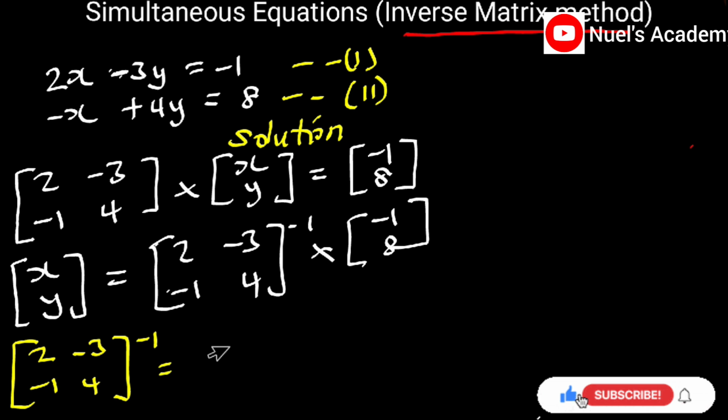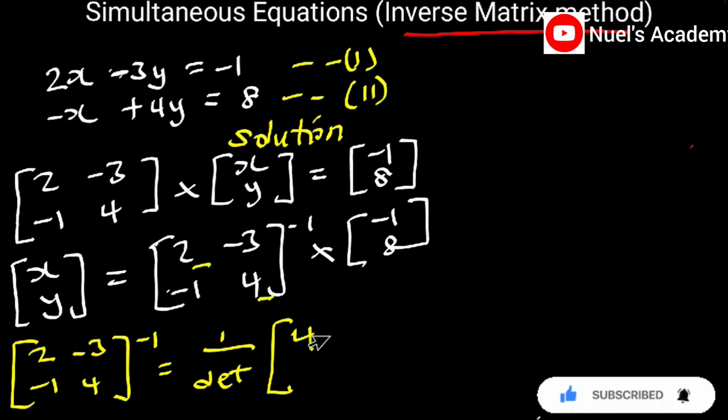The inverse is given by 1 over the determinant of this matrix, into, we are going to switch 2 and 4. So we have 4 and 2. And then we're going to add a negative sign to both minus 3 and minus 1. So negative times negative 3 will give us positive 3. Then negative times negative 1 will give us 1.